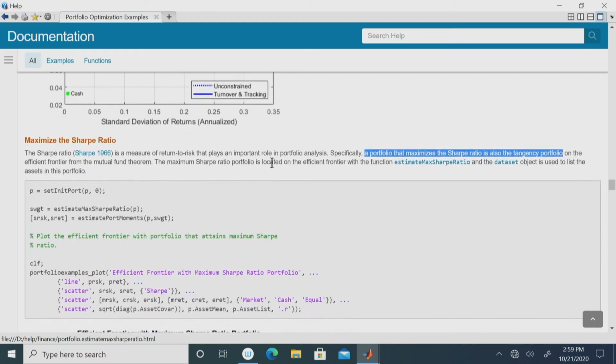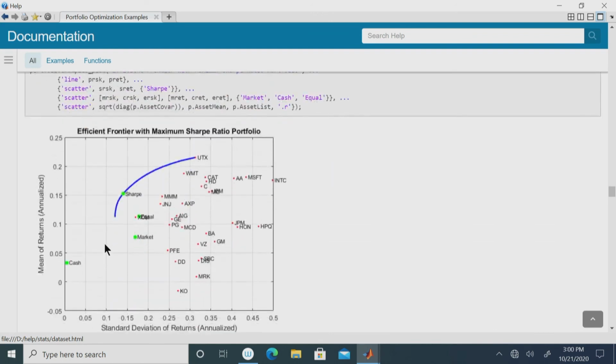So the maximum Sharpe ratio portfolio lies on the efficient frontier. Accordingly, we plot the efficient frontier with the goal of maximizing the Sharpe ratio. In this case we use the estimate max Sharpe ratio command to get the corresponding weights, which results in the maximized Sharpe ratio, and then we determine the corresponding risk and return by making use of the estimate portfolio moments command. If you look carefully here in this particular case, again we look at the mean of returns and the standard deviation.